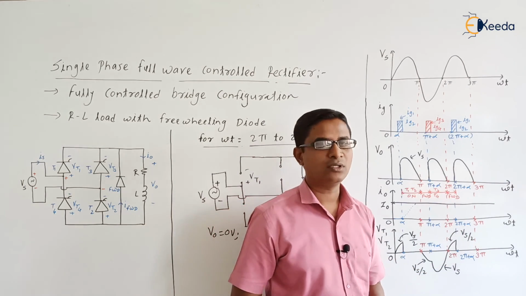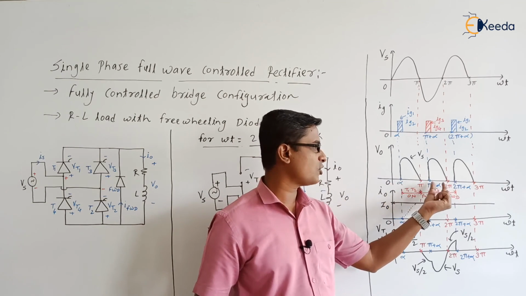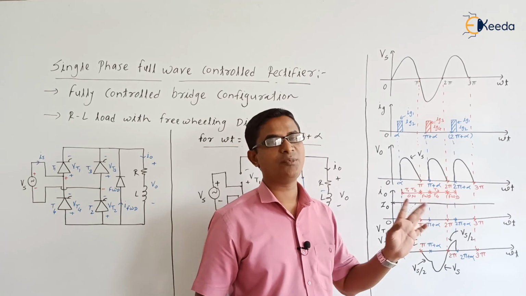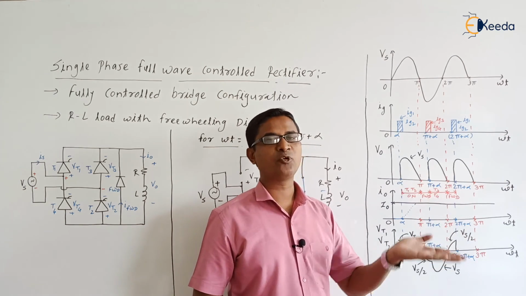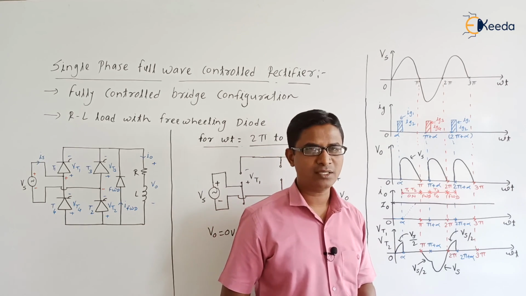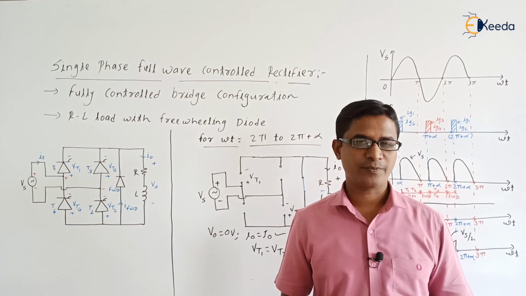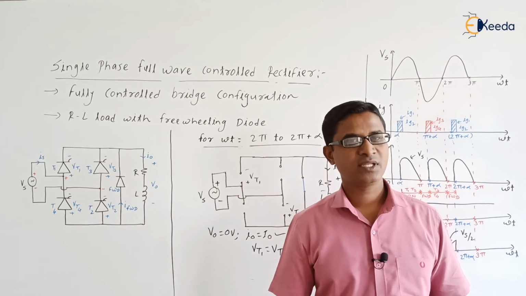The advantage of the freewheeling diode is that the negative pulse in the V0 will not be present here, whereas in the RL load it was present. So it will cause an improvement in the V0 average. So this is about the circuit operation of RL load with freewheeling diode. In the next video we are going to derive the expressions for this circuit. Thank you.